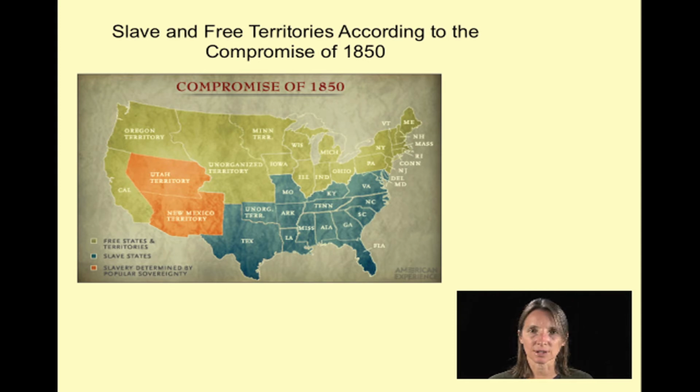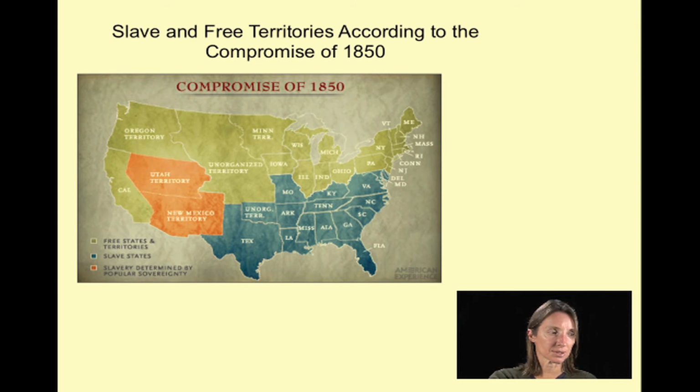Here's a map that shows the United States, the free and the slave territories at that time, in 1850, when the compromise was made. And you can see there is this orange territory, the New Mexico territory and the Utah territory. That's the territory where popular sovereignty is going to be applied. That's where the people who move there and settle that area are going to be able to decide what's going to happen.